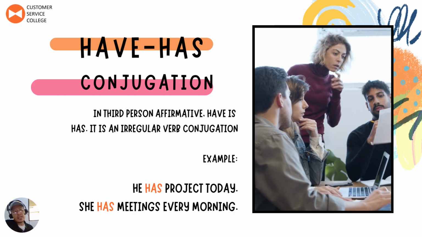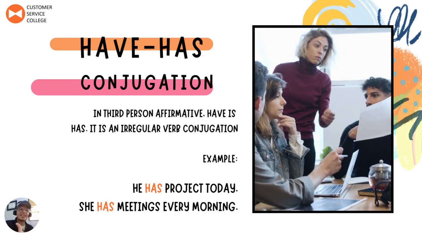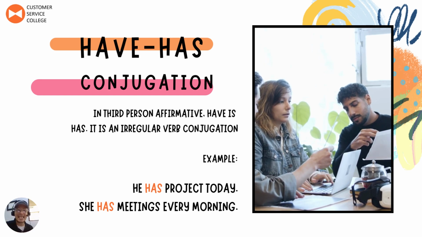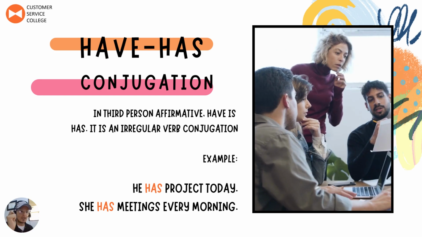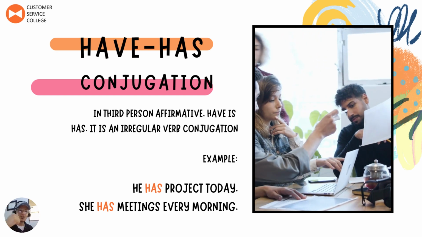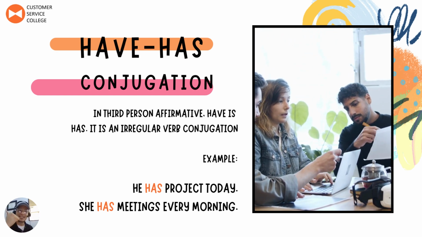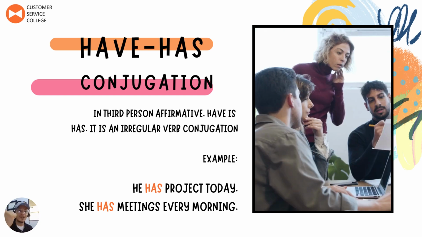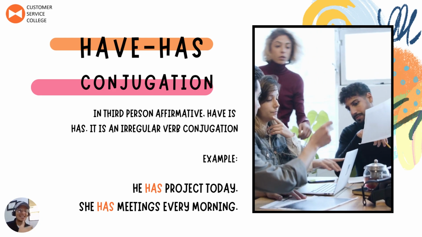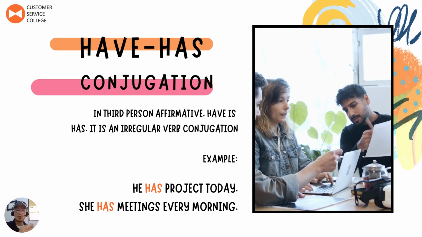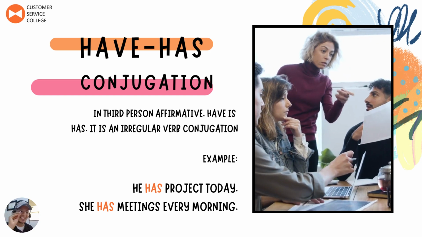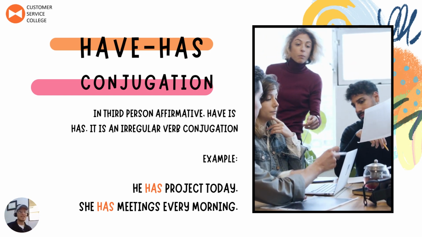It's considered irregular because it doesn't follow a rule, or I mean there are not other verbs with the same rule. So in this case, if you want to mention someone using the verb have, you can say, as in the example here, he has a project today, she has meetings every morning. You don't say haves. Yes, it's HAS in affirmative sentences.